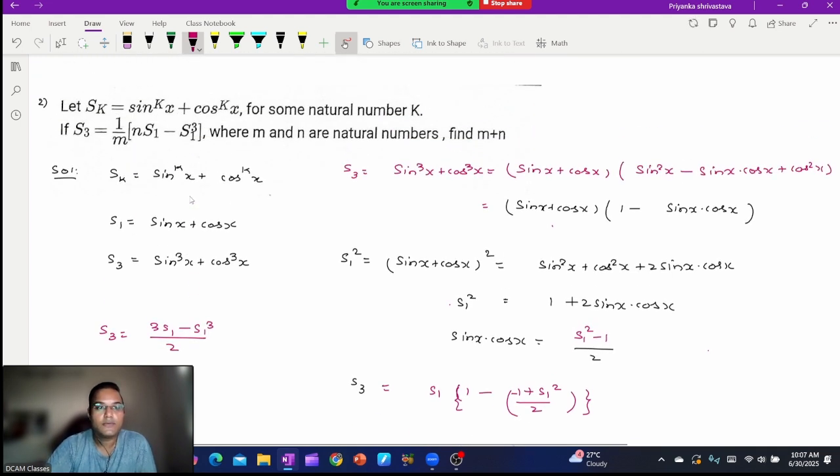If we compare it, we'll get m is 3 and n is 2. So they want us to get the value of m plus n. So it will be 3 plus 2, which is 5. So this should be our answer.